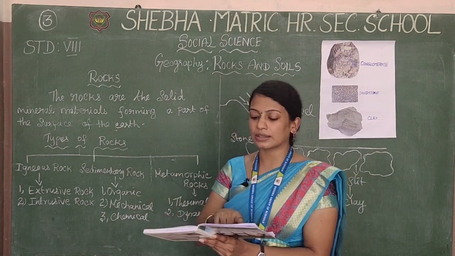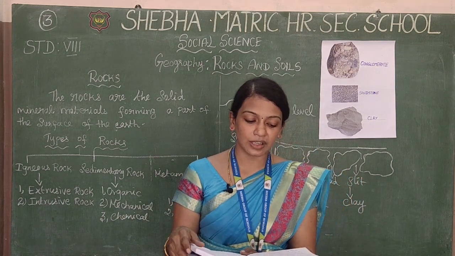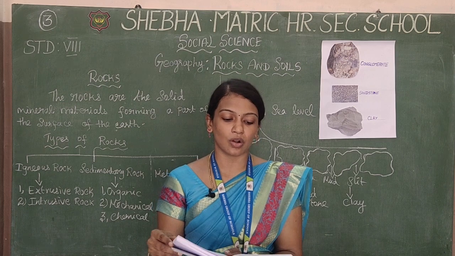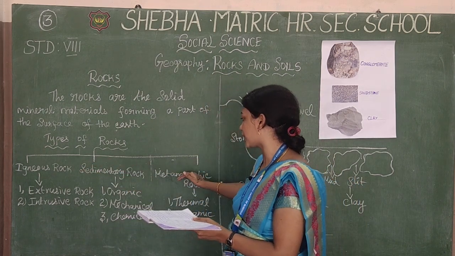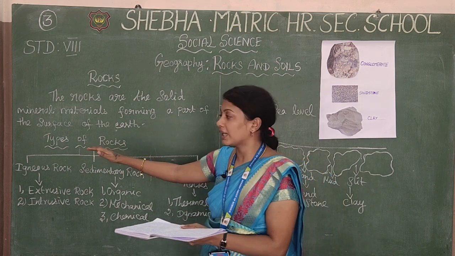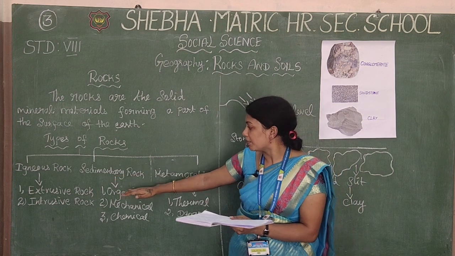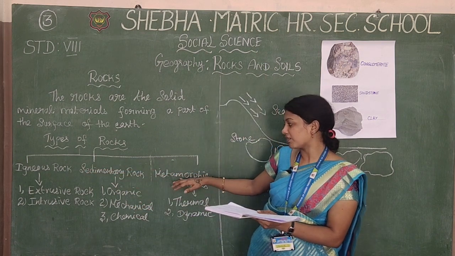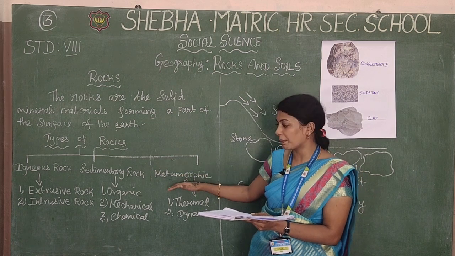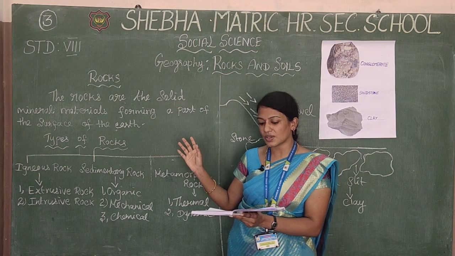Mechanical sedimentary rocks are formed due to the disintegration of igneous and metamorphic rocks. We have three types of rocks: igneous, sedimentary and metamorphic. Here the disintegration of igneous rock and metamorphic rock makes the mechanical sedimentary rock. Do you understand? I understand that.